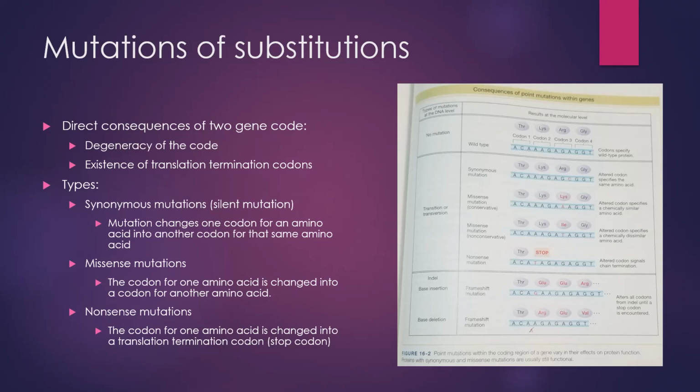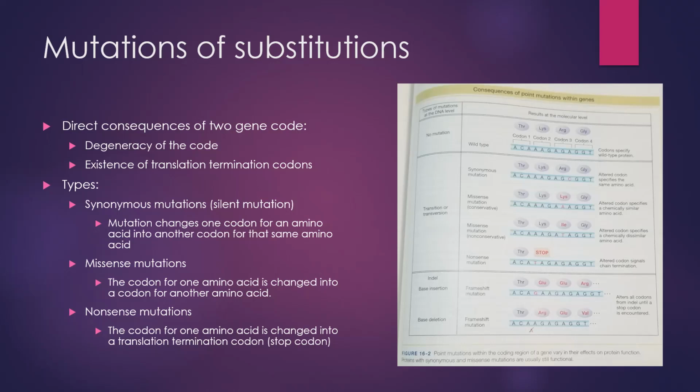Next, we could talk about the consequences of substitution. All of these mutations are direct consequences of two aspects of gene codons, or codes. The first is degeneracy of the code, and the other is the existence of translation termination codons. There are three types of these mutations. The first type is synonymous mutations, or silent mutations, and they never alter the amino acid sequence of a polypeptide.